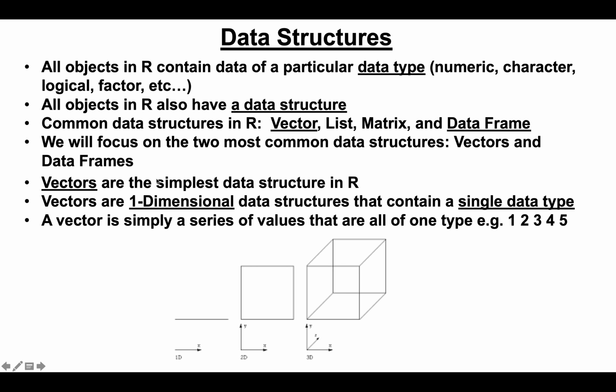So let's start with vectors. Vectors are really the simplest data structure in R. They're one-dimensional data structures, and they contain data of a single type. Here we've got a schematic. A vector is kind of like a one-dimensional line, and along that line we just have values, and those values all have to be of the same type. So if we had the values 1, 2, 3, 4, 5, that could form a vector of type numeric.